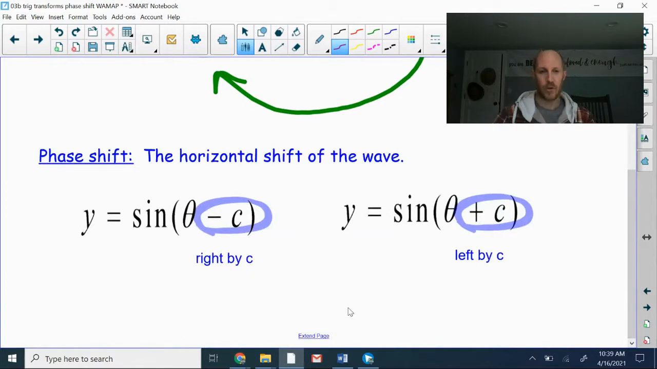Okay, so phase shift. Here's the new piece we're looking at today. Phase shift, as I mentioned, is a special name that's applied to the horizontal shift of our wave-shaped graph. And it works exactly the same as we've seen before. Inside the parentheses, you're going to see theta minus some number. We're going to call it c. If you got minus some number c, it's going to shift the starting point of our repeating pattern to the right by c spaces. And on the other hand, if you see inside the parentheses theta plus c, that is going to shift the starting point of our repeating pattern to the left by c spaces.